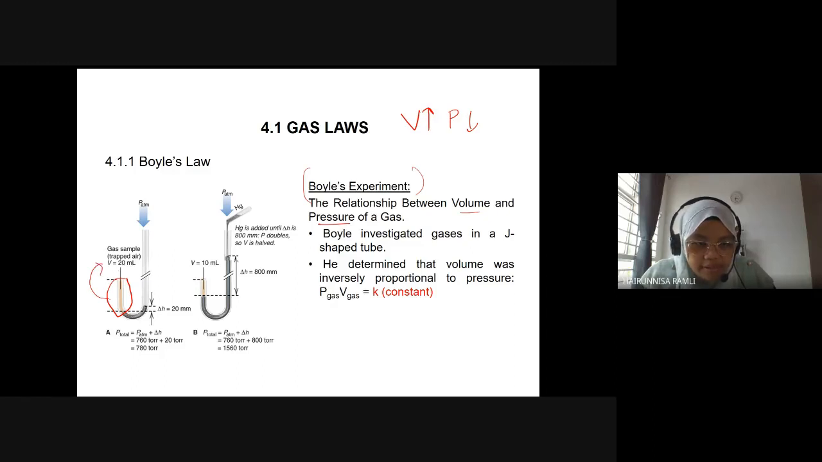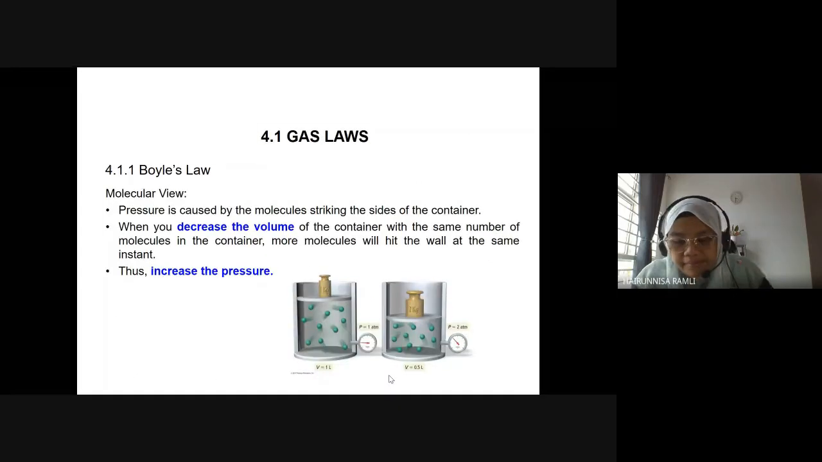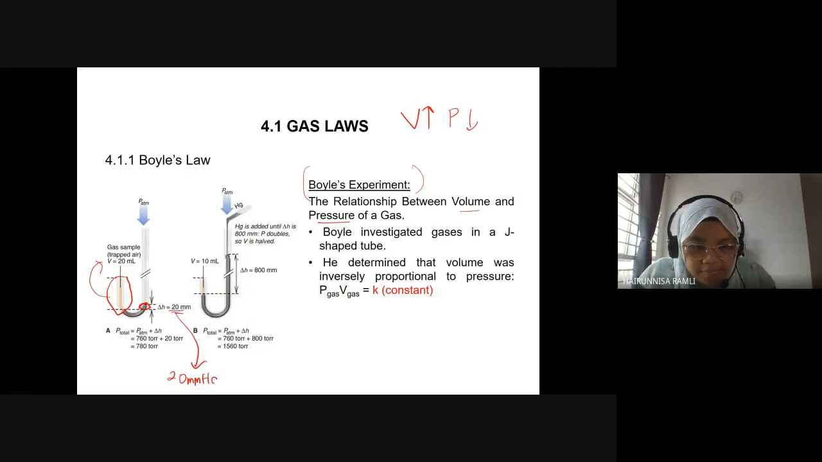So bila tengok biasanya dia nak tengok ketinggian ni kan. So ketinggian berapa kat sini, ketinggian ni is actually 20 mm. Apa dia? Kat sini lah sebenarnya datangnya milimeter mercury, because of ketinggian ni. Okay, so kita tahu milimeter mercury sama juga dengan 20 torr. Lepas tu kalau you tengok kat sini, delta H ni height dia kan, ketinggian dia. Height dia is equals to this 20 torr.